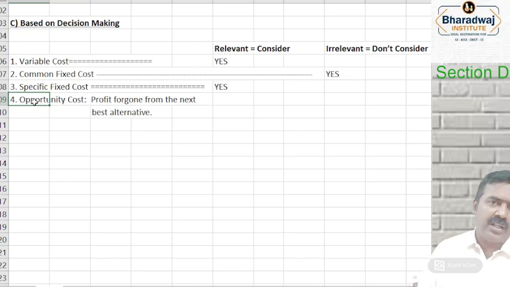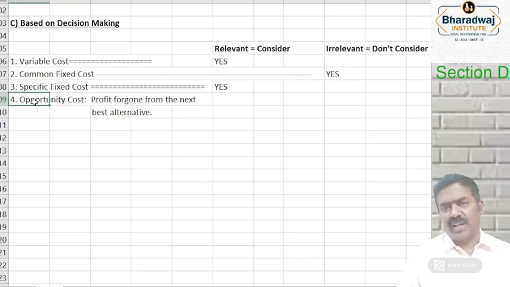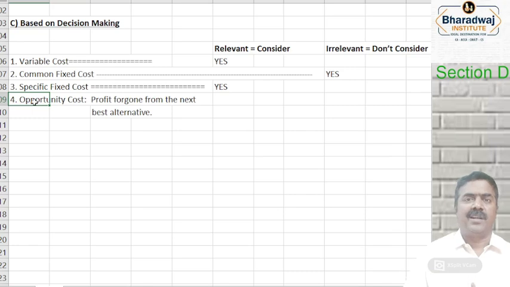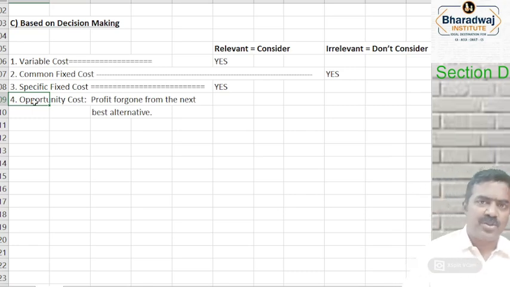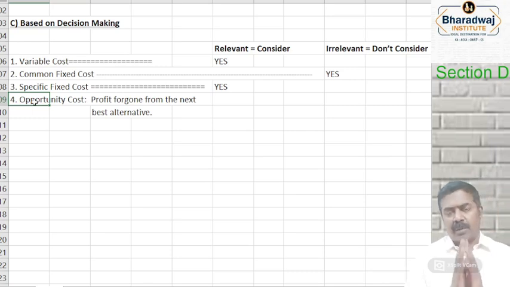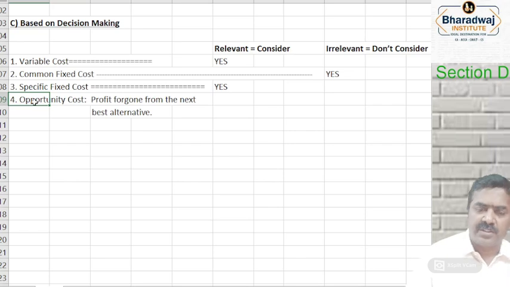So if customer Y gives more profit than customer X, then you will consider giving the order. Again, you have to see whether Y is a one-time customer or repeated customer, first-time customer or regular customer. So other factors also should be seen. But opportunity cost is always relevant for decision making.